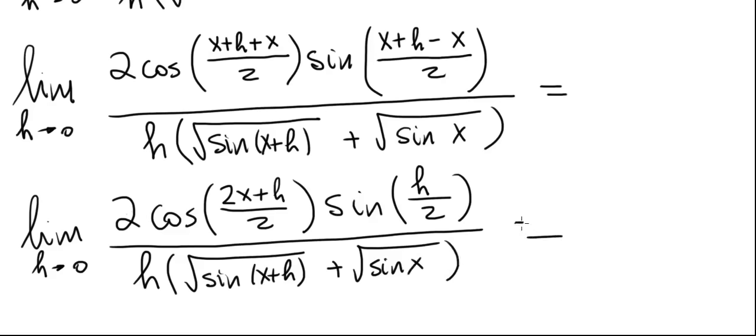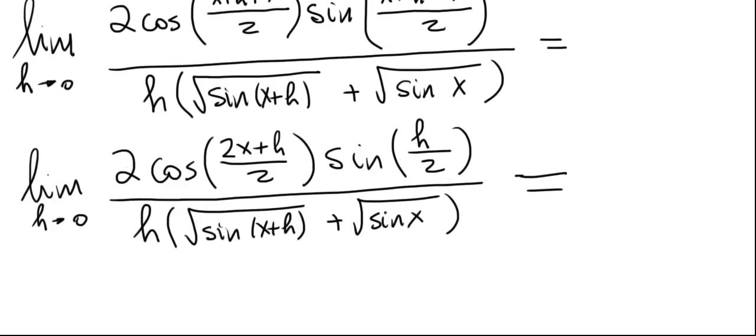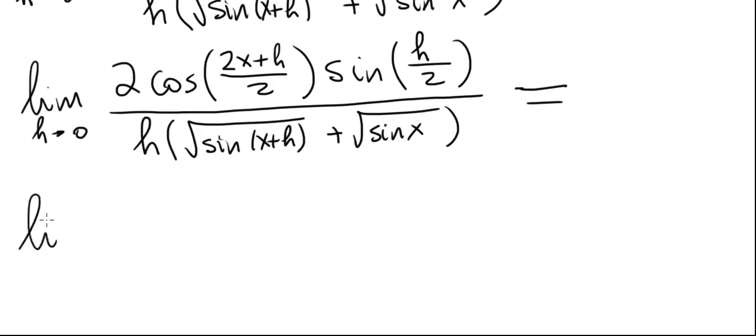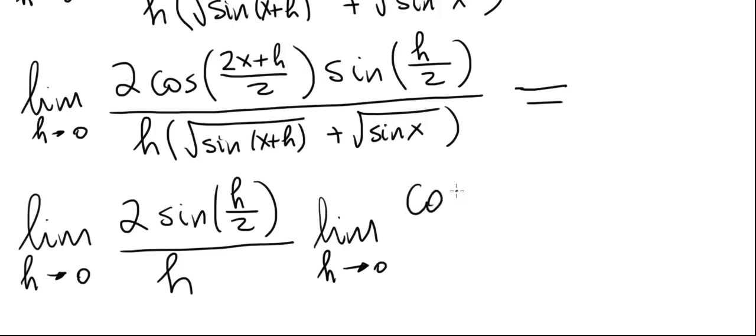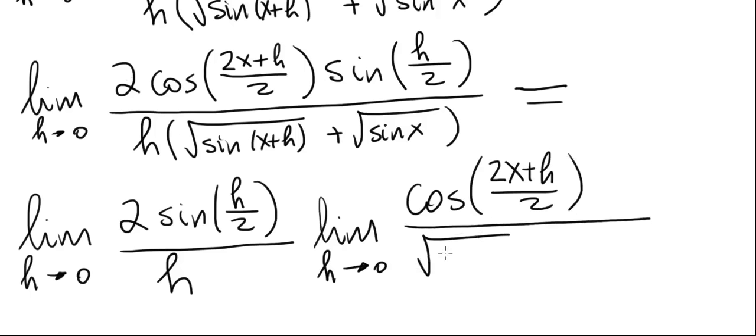Now let's rewrite this as two limits. The first limit is going to be the limit as h goes to 0 of 2 sine of h over 2 divided by h, times the limit as h goes to 0 of cosine of (2x plus h) over 2, and that is divided by the square root of sine of x plus h plus the square root of the sine of x. Now let's look at the first limit.